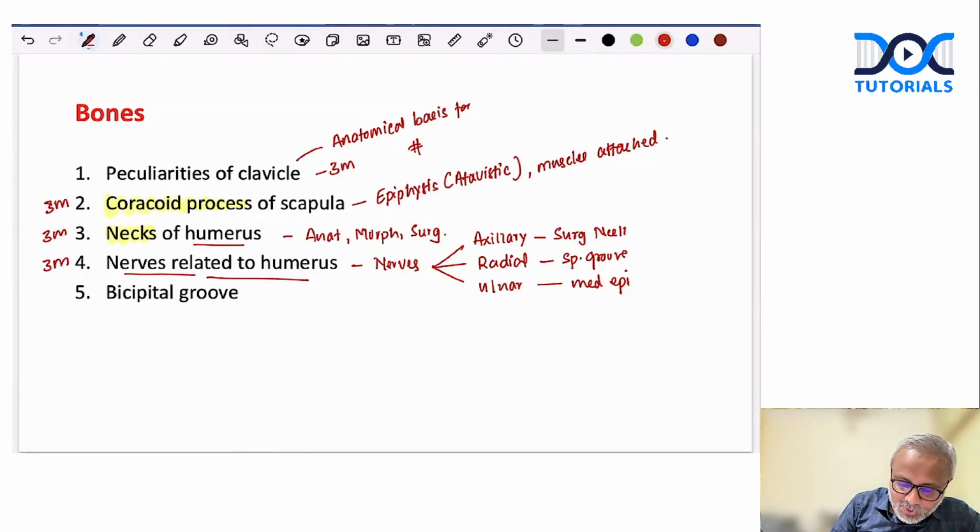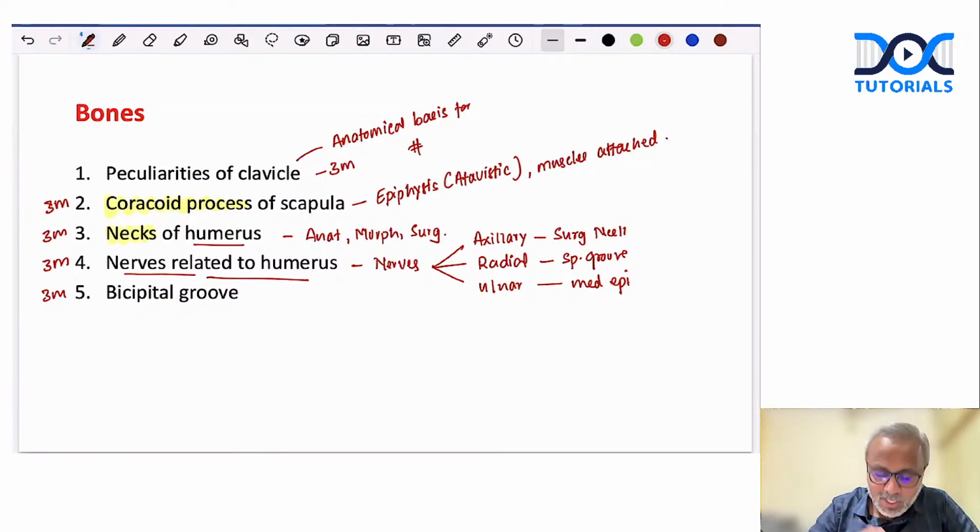The next thing is regarding the bicipital groove, otherwise called the intertubercular sulcus. So what is the bicipital groove? What are the structures attached to the bicipital groove? And what about the contents present in the floor of the bicipital groove? These are the possible questions that we might get.